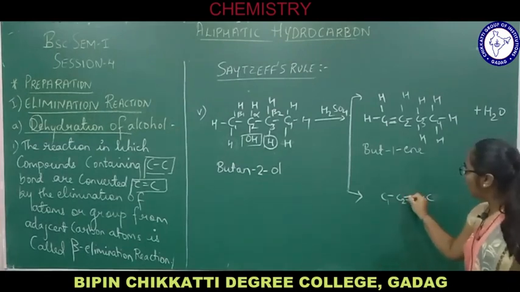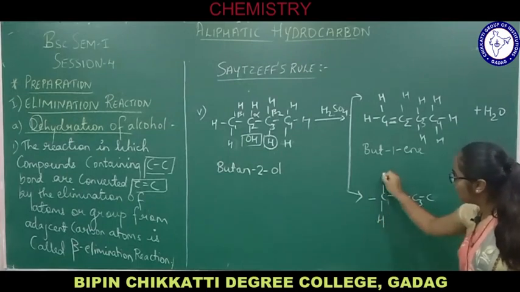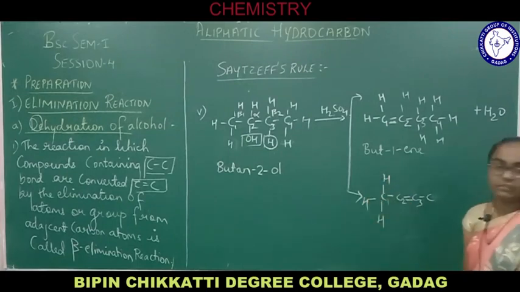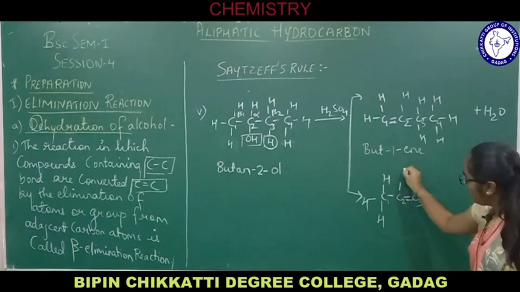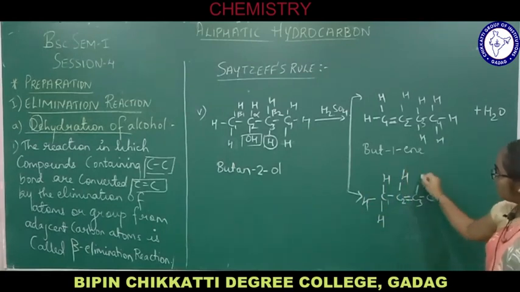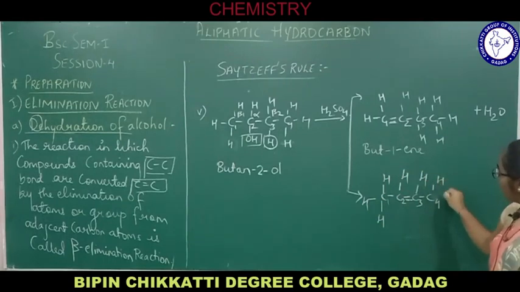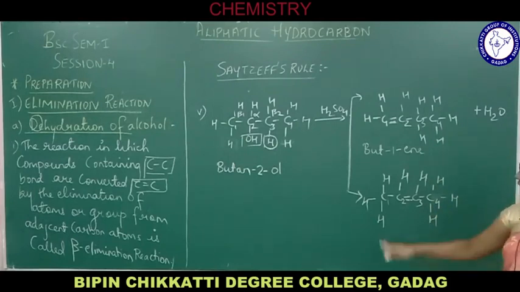Then the remaining valences need to be balanced by writing the number of hydrogen atoms. Carbon number 1 will have 3 hydrogens. Carbon number 2 will have 1 hydrogen, because 1, 2, 3, 4. Similarly here also 1 hydrogen. Then carbon number 4 will have 3 hydrogens. In this manner the compound gets its structure.